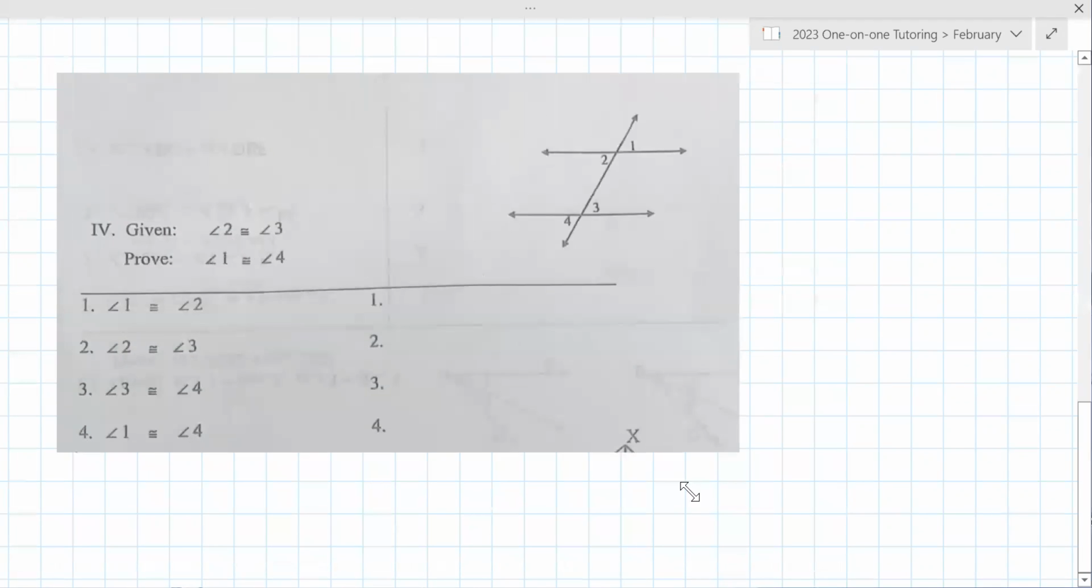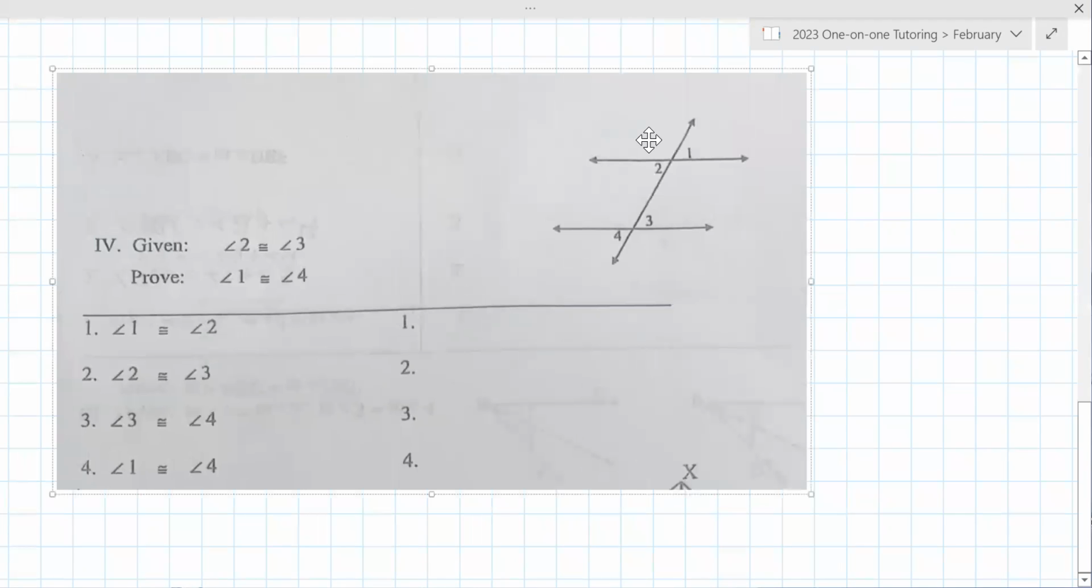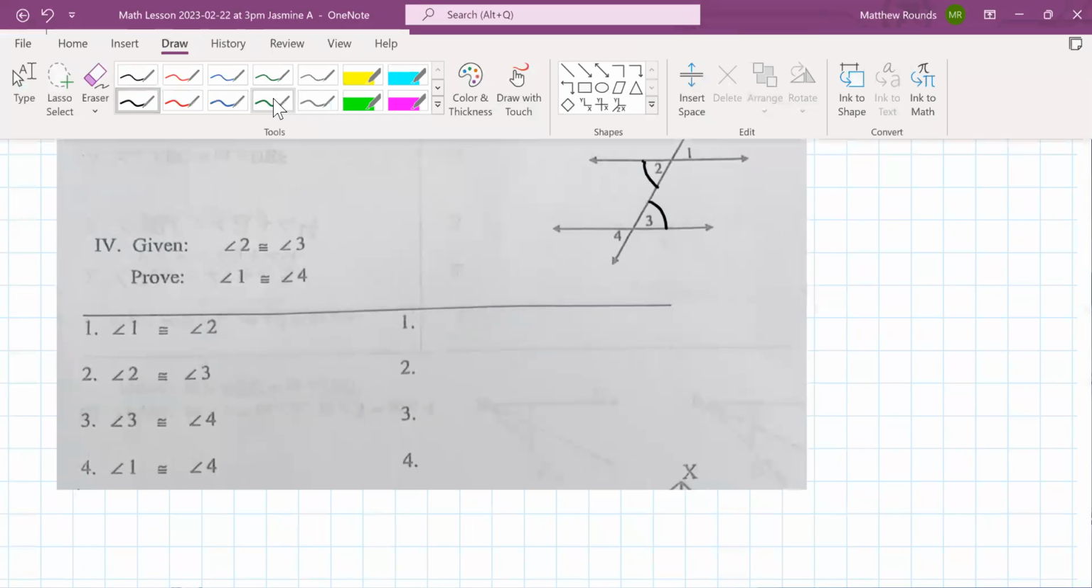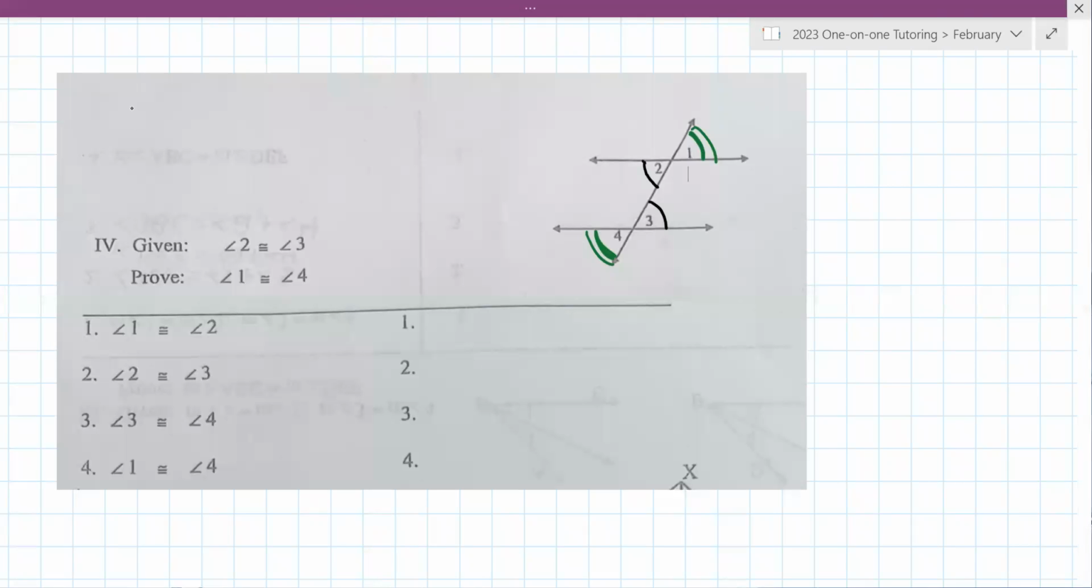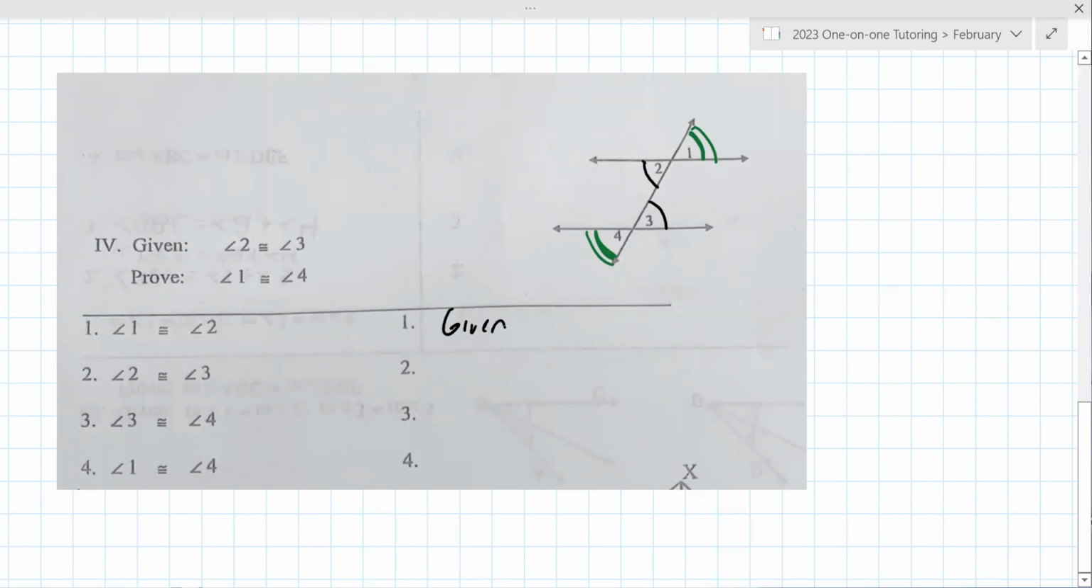All right, so it says given angle 2 is congruent to angle 3, we want to prove that angle 1 is congruent to angle 4. Okay, so I think you know where to start here. Obviously that's given. So now we need a reason that angle. But the given isn't that, that's 1 and 2. The given is 2 and 3. That's right. So why do they do that? It's odd that they don't put the given first, so good catch on that.